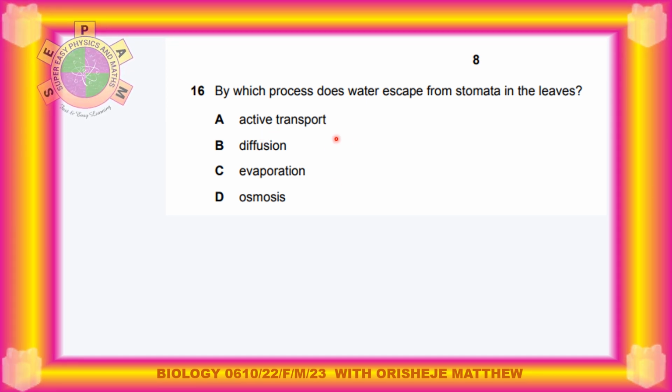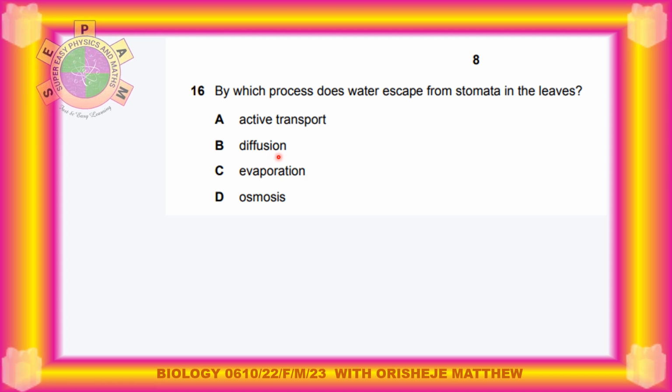Now we have active transport. What is active transport? Active transport is the movement of molecules from a region of low concentration to high concentration against the concentration gradient. So this one needs energy. Energy is involved for this to take place.